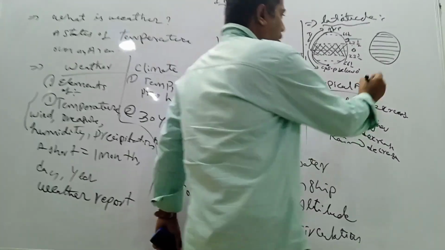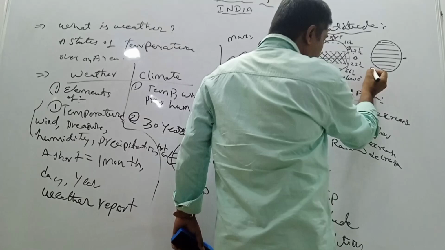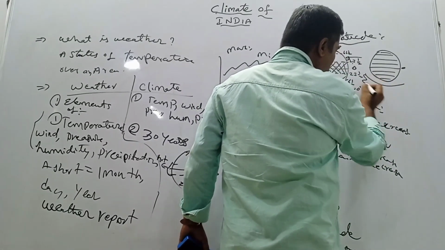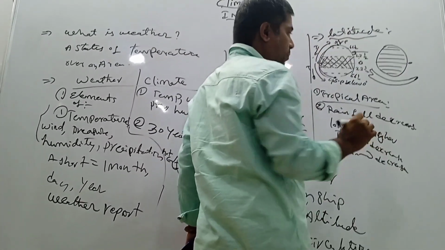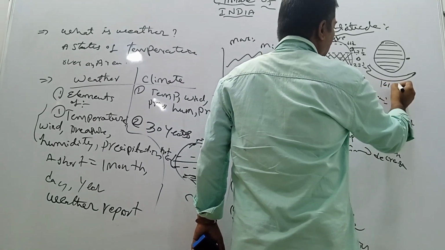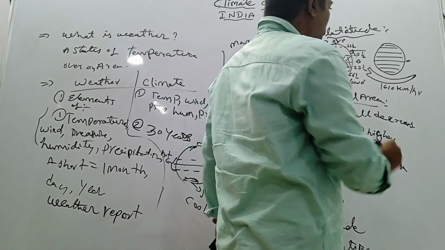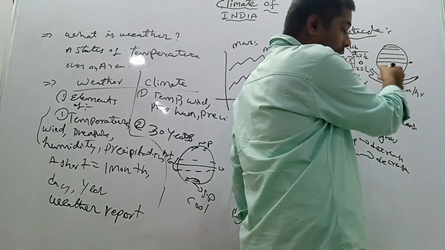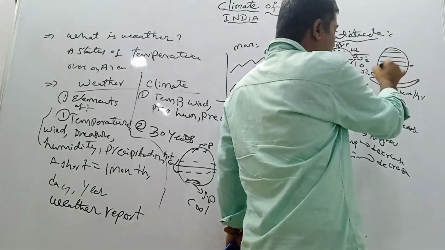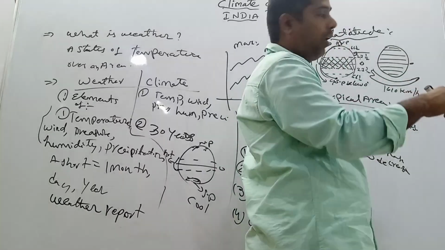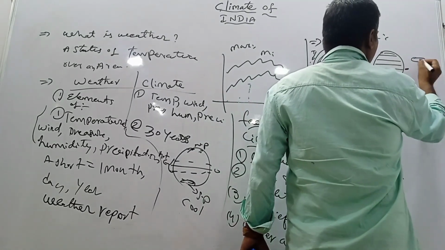Next one. Now this is Earth. Earth always rotates itself from west to east with a standard speed of 1610 kilometers per hour. While the Earth is rotating, at the same time it revolves around the sun. This is the sun.